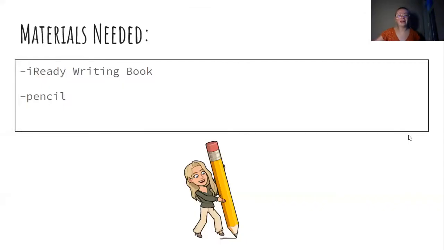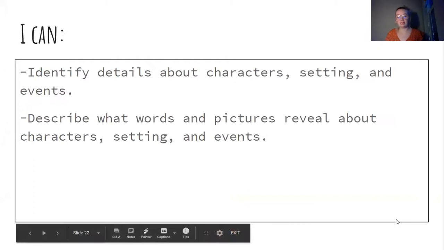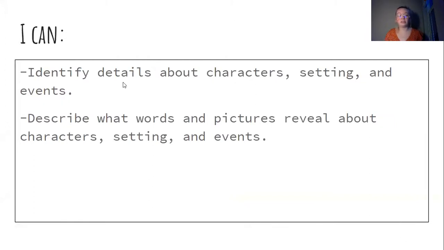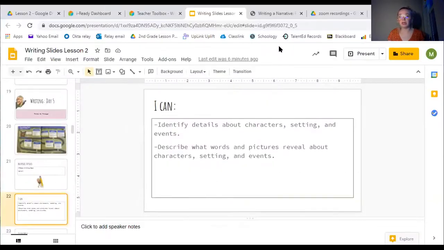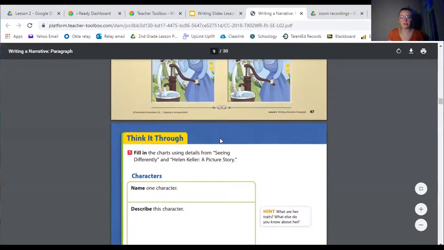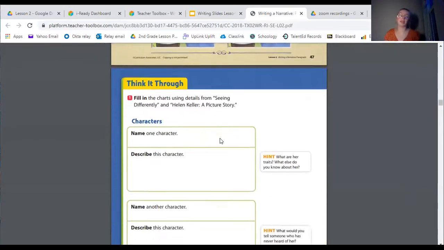It says, show what you know and get ready to write. So by getting ready, of course, we need to think about our materials. Today, we're going to need our iReady writing books and a pencil. Our I can statements for today are I can identify details about characters, setting, and events, and I can describe what words and pictures reveal about characters, setting, and events. Okay, we're going to open up our books to page 48. Page 48, it will look like this.